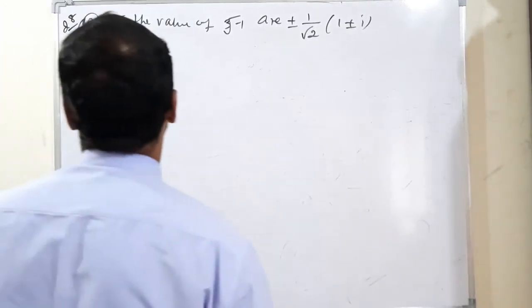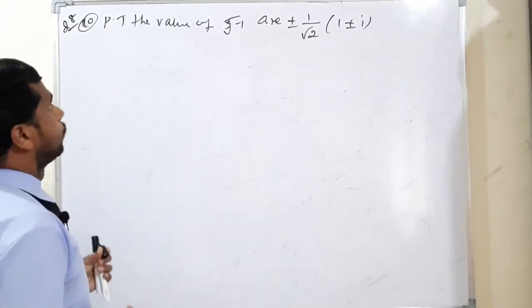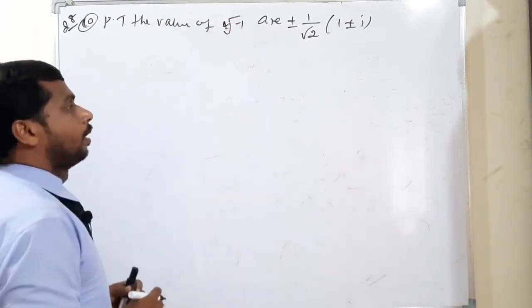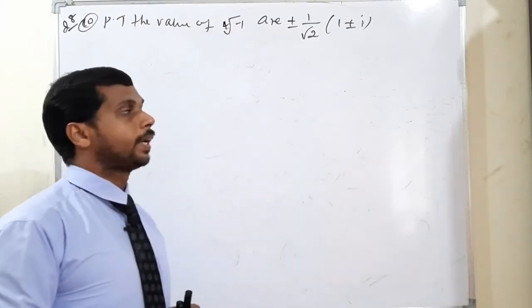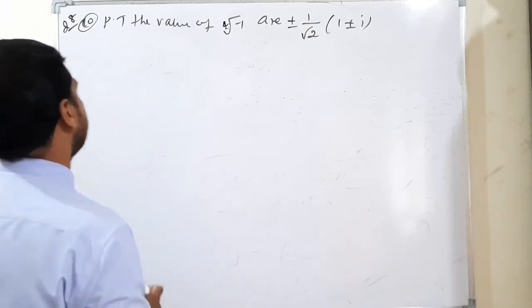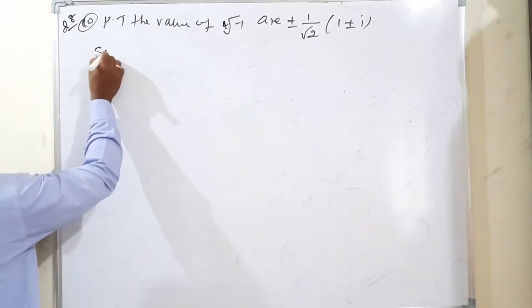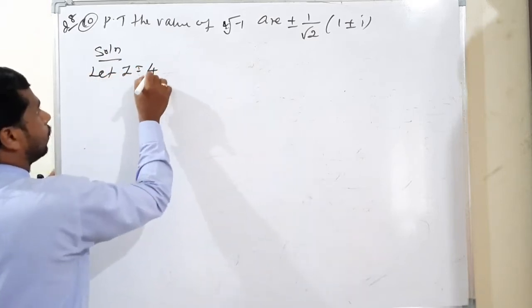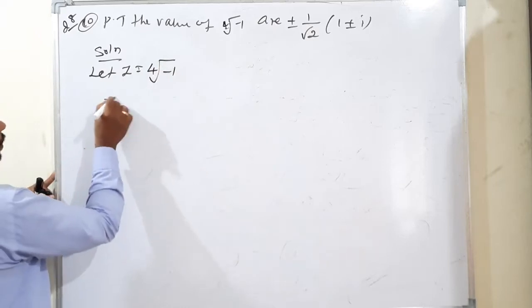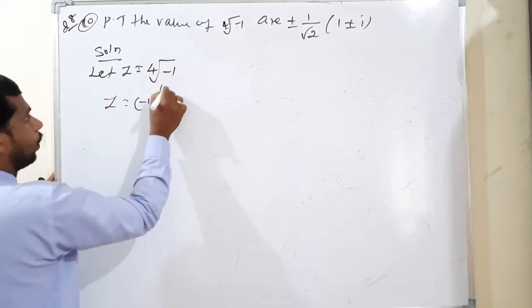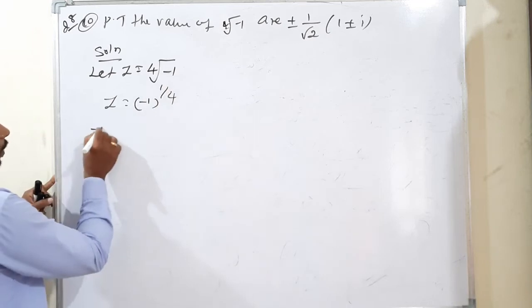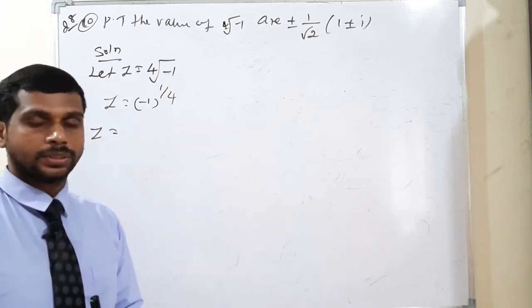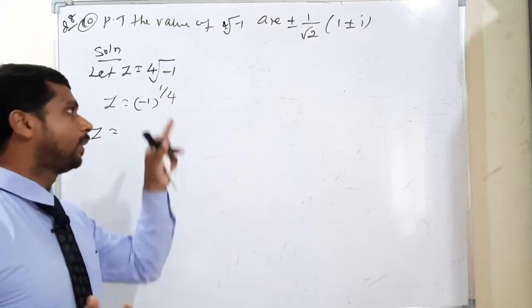Moving to the last question from this exercise 2.8. We have to prove that the fourth root of minus 1 is plus or minus 1 by root 2 (1 plus or minus i). So the given condition, solution: let z be the fourth root of minus 1. So z is equal to (minus 1) the whole power of 1 by 4. Already you know minus 1 is cos pi plus i sin pi, because cos pi value is minus 1 and sin pi value is 0. Minus 1 plus 0 means minus 1.